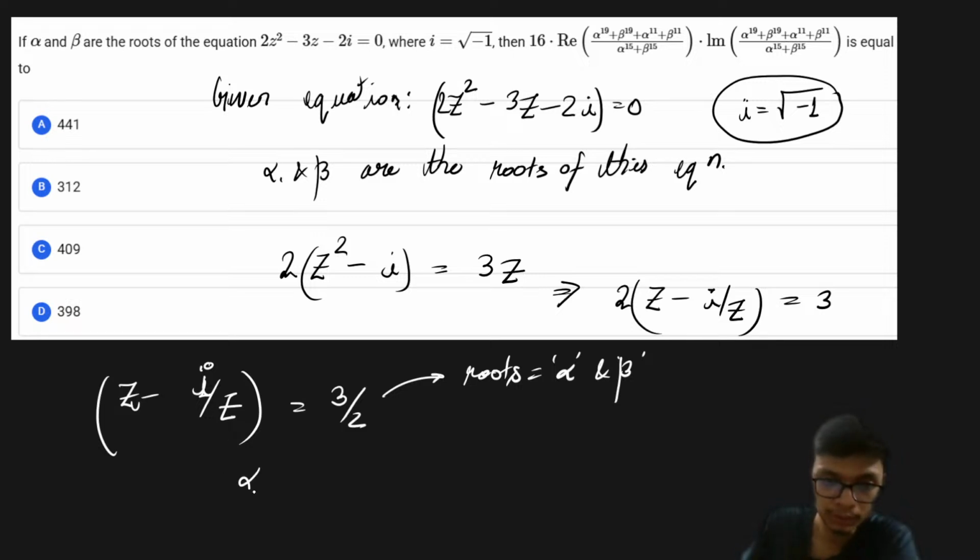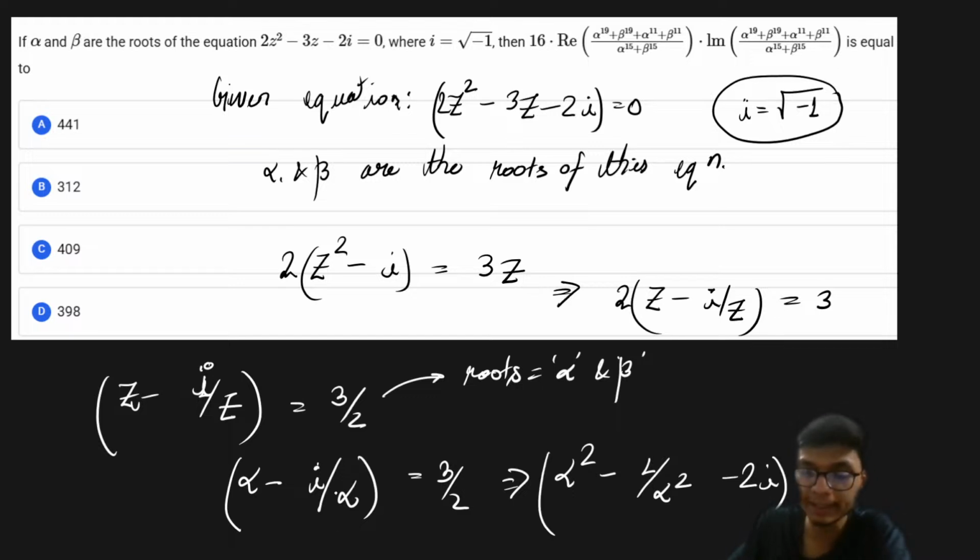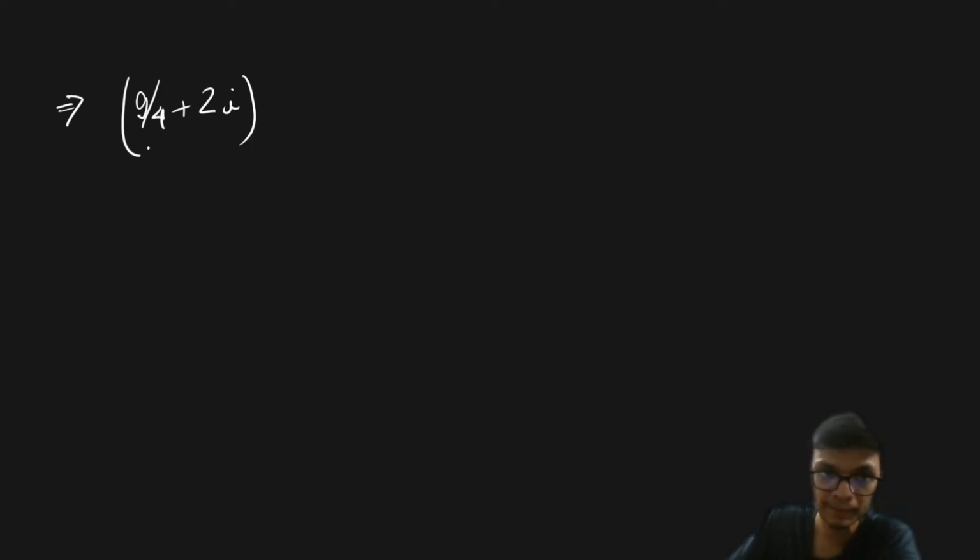From here, I can satisfy alpha and beta. So for alpha, alpha minus iota by alpha equals 3 upon 2. Which I can further write as (alpha squared minus iota) upon alpha equals 3 upon 2. If I take the square on both sides, it equals 9 upon 4. Simplifying further, 9 upon 4 plus 2 iota is simply alpha squared minus 1 upon alpha squared.